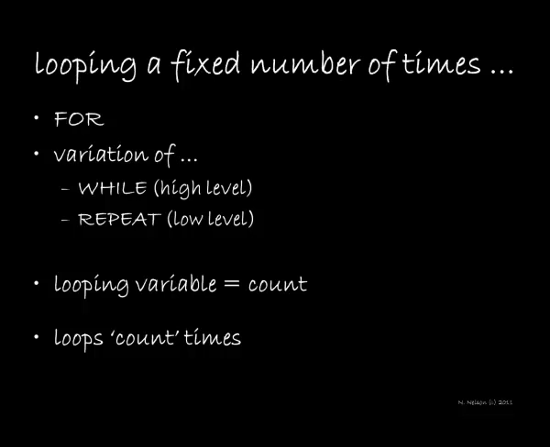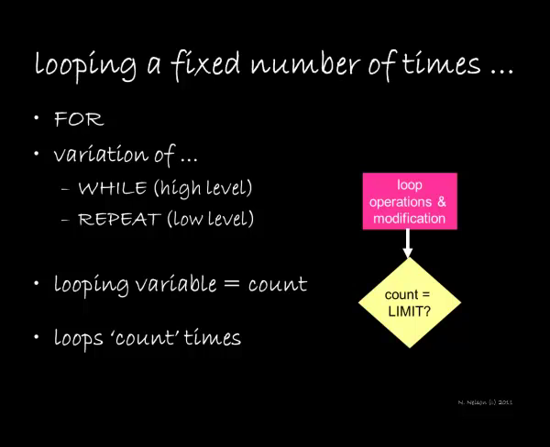Before getting into the loop, the count must be initialized. Then the operations in the loop are executed, including modification of the counter. The counter is tested to see if it's at the specific limit. If it's not, it goes back and does the loop again. If it is, the loop terminates. The structure of a for block has four main parts: the initialization, the test, the loop operations, and the modification. We've seen a flowchart. Now let's look at the pseudocode.